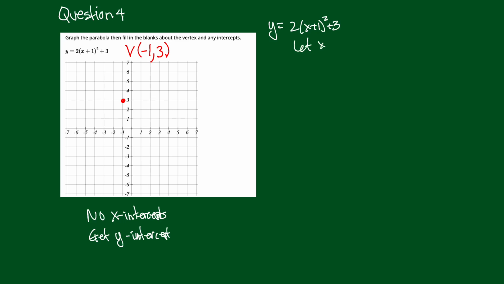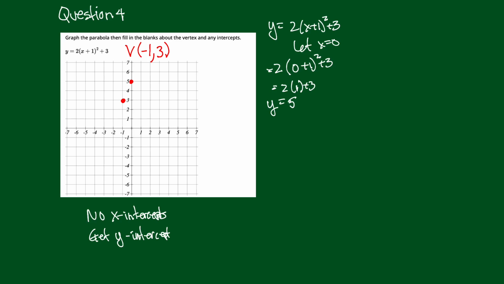Okay, let x equal 0. We'll get 2 times 0 plus 1 squared plus 3. 1 squared is 1, so 2 times 1 plus 3. 2 times 1 is 2, plus 3 is 5. So there is the y-intercept. I'm going to be here at 5, right there.